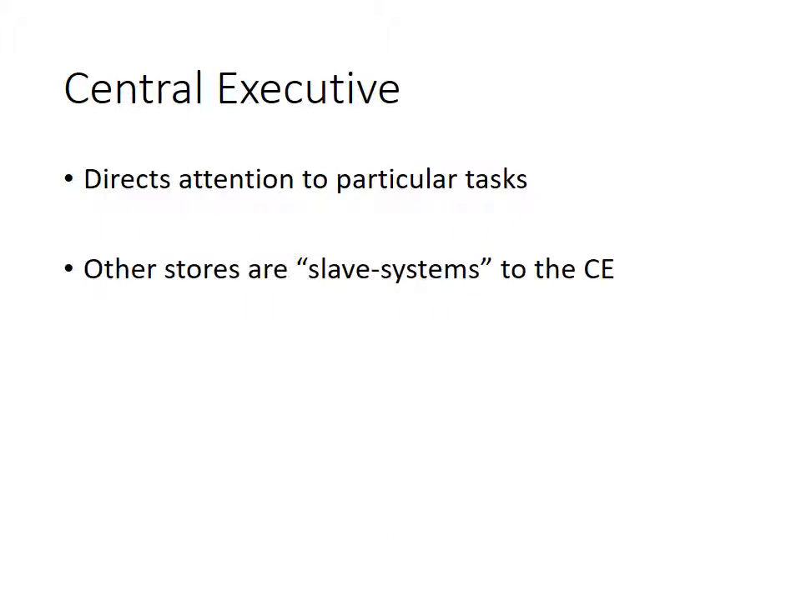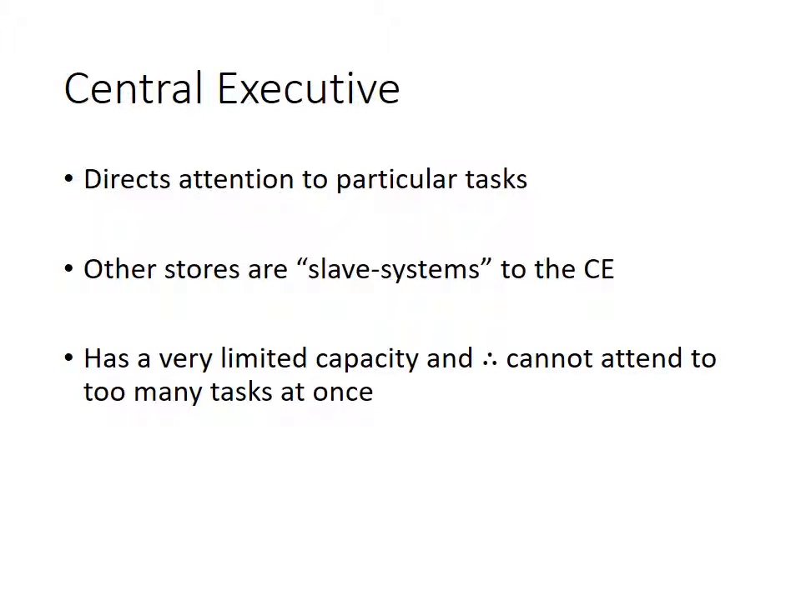The central executive by itself, like I said, directs attention. That's its job. And these other systems are what we call slave systems. This is the terminology you'll see in the exam, or the exam will want you to use. It's got a very limited capacity. That's a key point of all of these different systems in the working memory model: they have very limited capacity. It can't hold that much. Because of this, the central executive can't attend to too many tasks at once. It's got a limited amount of attention it can dole out.